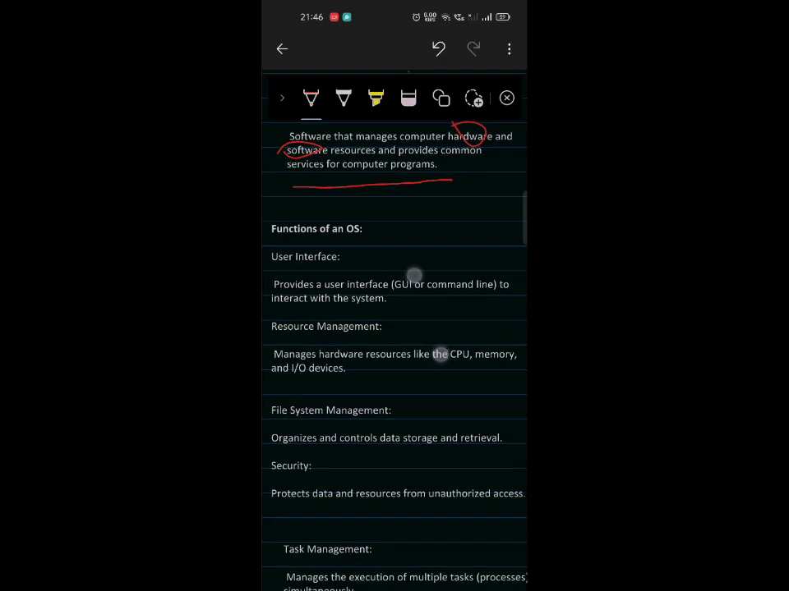Functions of OS. User interface. It provides a graphical user interface or command line interface to interact with the system, meaning you can directly interact with the system through graphical icons or through the command line with the terminal.